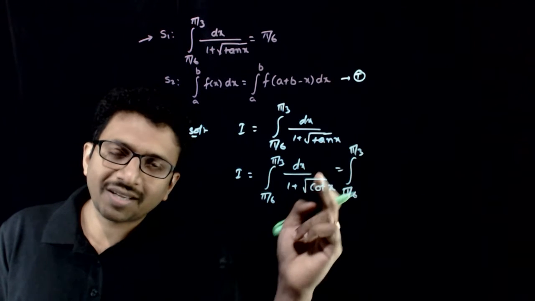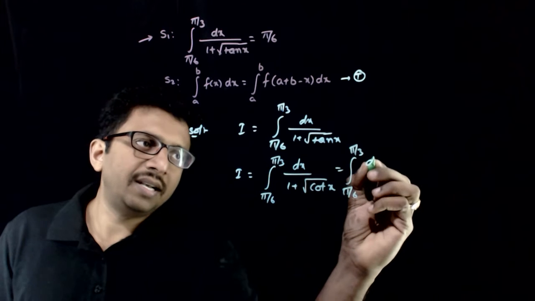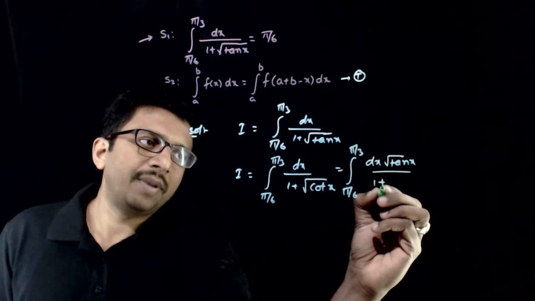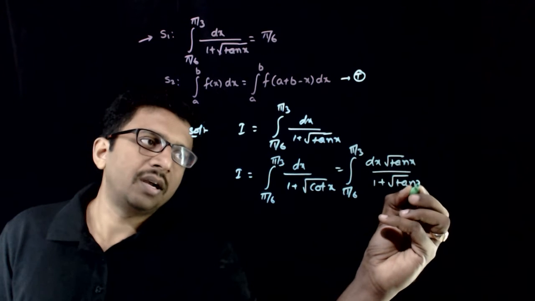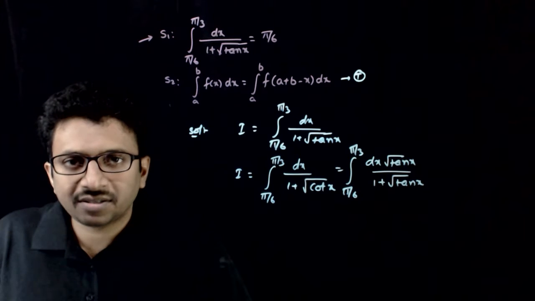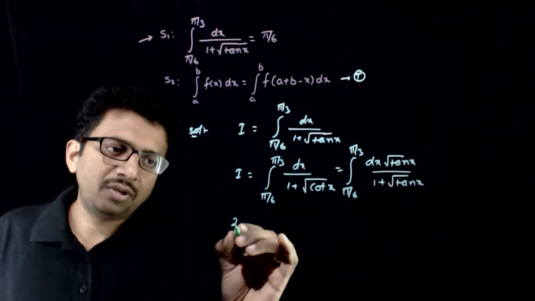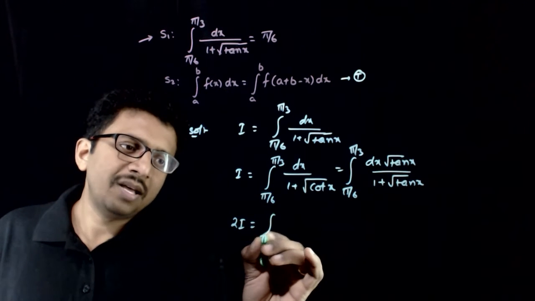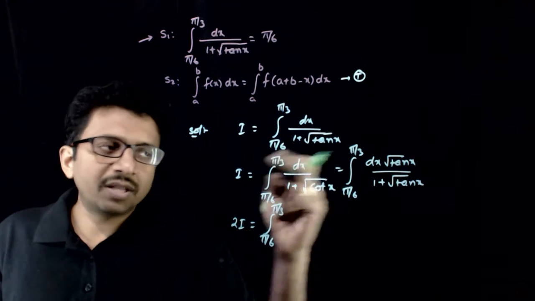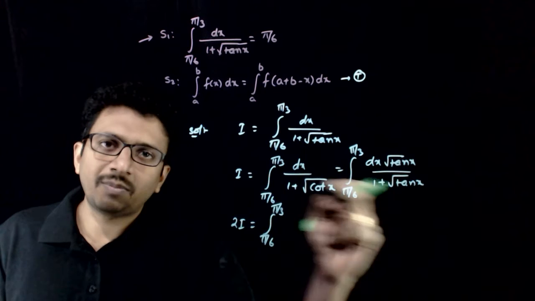So this is nothing but integration from pi by 6 to pi by 3. If I write root cot x as 1 by root tan x, you get dx into root of tan x by 1 plus root of tan x. Now I'll add these two. So 2I is equal to integration from pi by 6 to pi by 3 of dx by 1 plus root tan x plus dx root tan x by 1 plus root tan x.